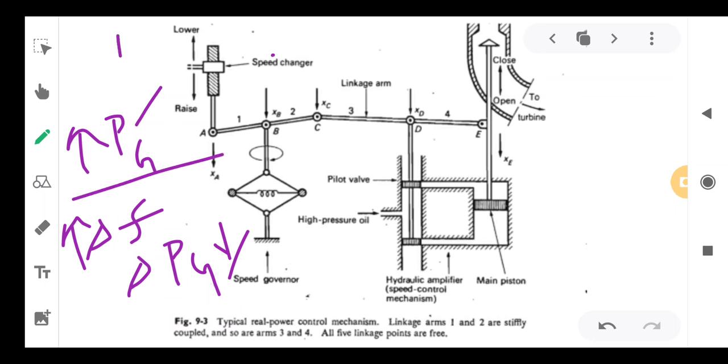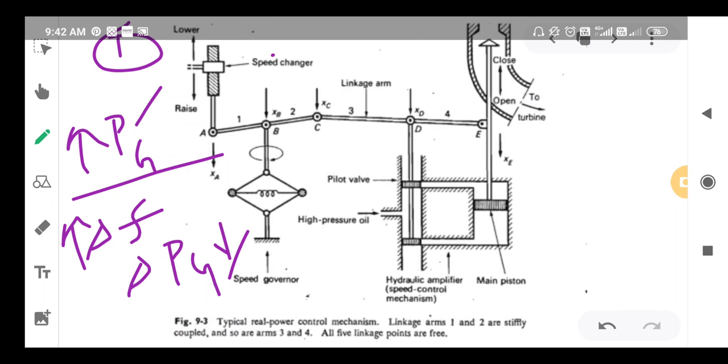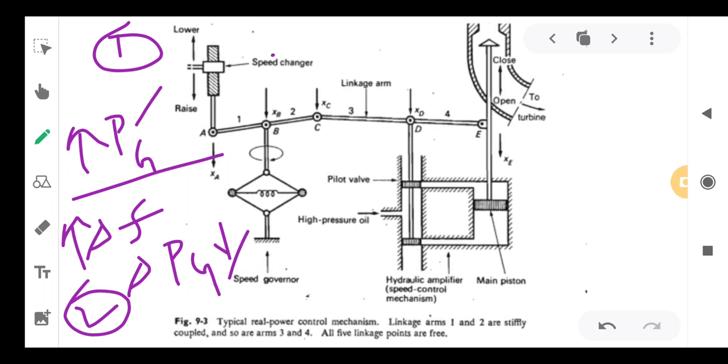First point, this is the second point. High pressure oil is coming here. This is the pilot valve and this is the main valve. The main valve movement is measured with the help of delta Xe, delta Xd, delta Xc, and so on. This is the linkage mechanism. Already you have seen.